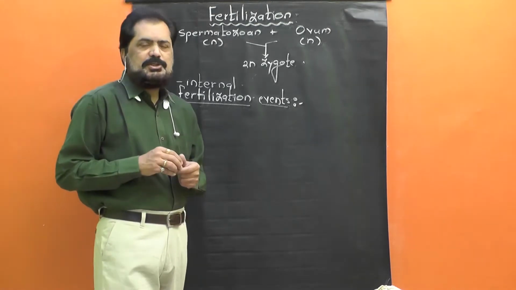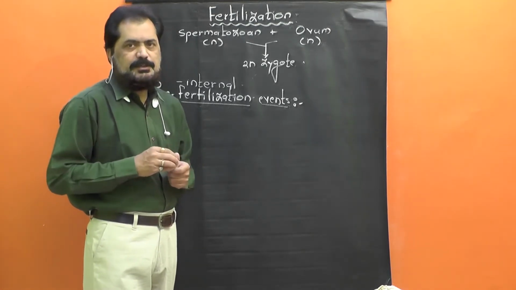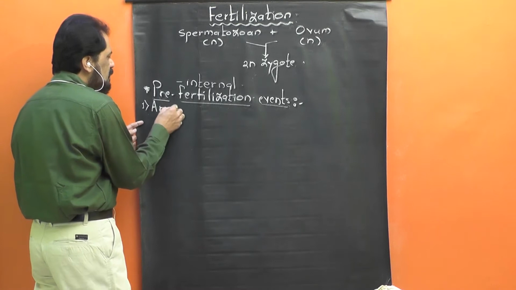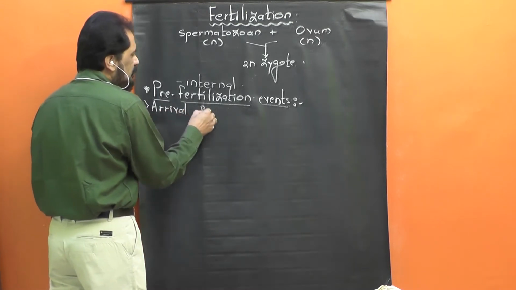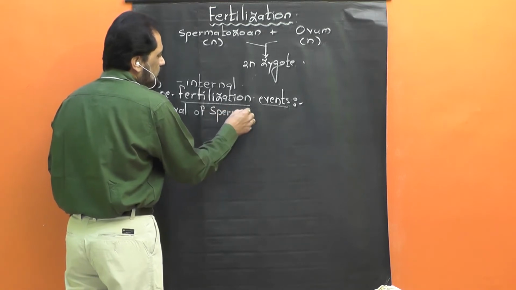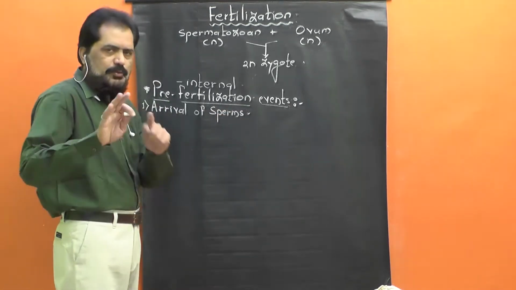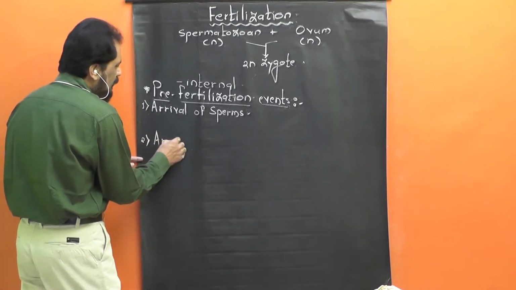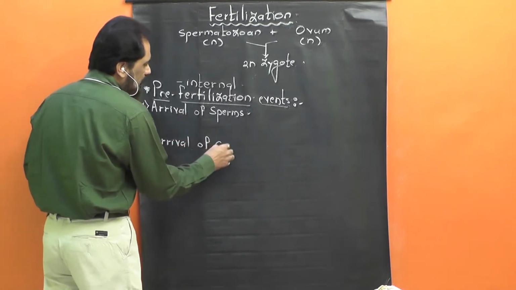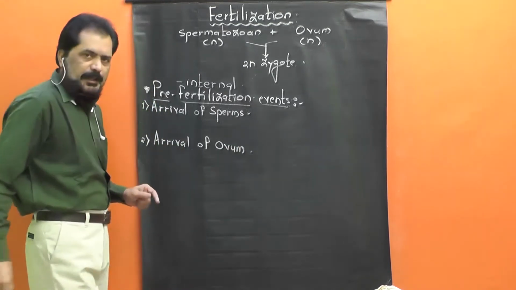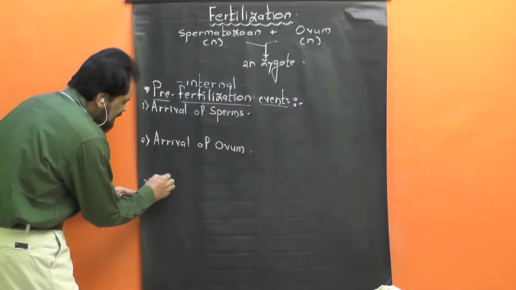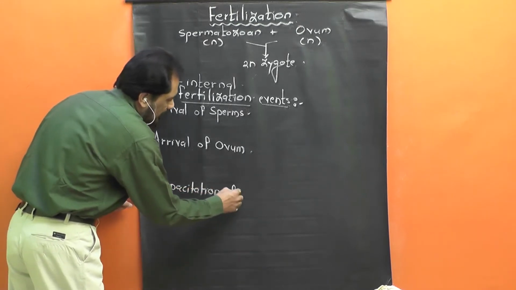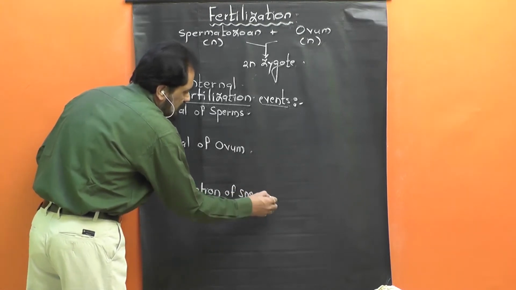Now the pre-fertilization events include three main activities. There are three main events. The first one is arrival of sperms, or arrival of spermatozoa, that is male gamete. The second event is arrival of ovum, that is female gamete. And the third step is capacitation of sperms or spermatozoa.